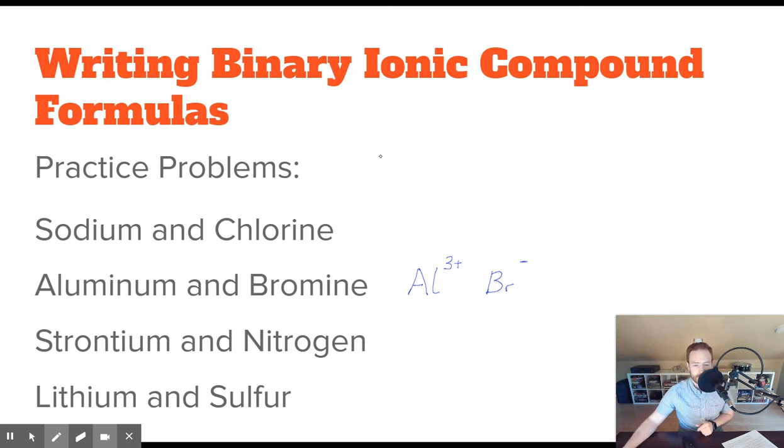And this one's pretty easy because you can probably see, well, okay, we just need one of these and then 3 of these. 1 aluminum, 3 bromines, and then that will be 3 plus and 3 minus. And that will cancel out and equal 0. So the way we would write that is AlBr3. Cation first, anion second, and then subscripts to indicate how many would need to come together to form a neutral charge. 1 aluminum and 3 bromines would give us 3 pluses and 3 minuses, and that equals 0. And that is good.